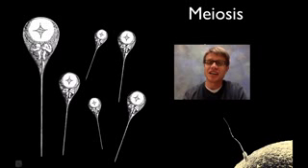Hi, it's Mr. Anderson, and today I'm going to talk about meiosis. Meiosis is the process by which gametes are formed. And so in humans, that's going to be sperm and egg.